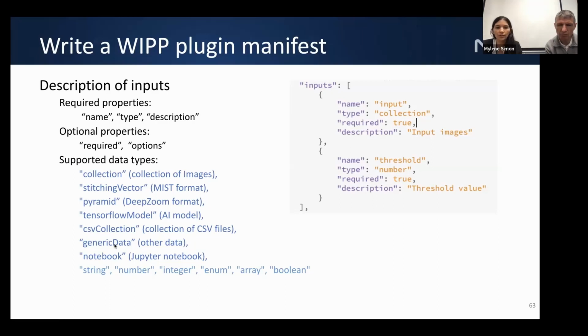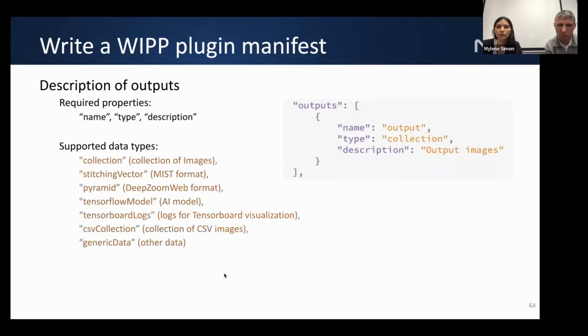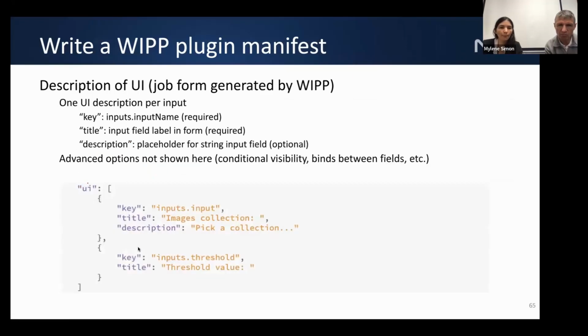CSV collection, generic data: when you have data that does not quite fit in any of the other categories, we can put it into generic data. Notebook: you can also have Jupyter Notebook as an input for a plugin, for example, and you can also display Jupyter Notebooks in WIPP. And then some more basic types like string, number, integer, enum, array, boolean. And output is really similar, except that we don't support the basic types as outputs. And finally, we have the UI, where we can specify additional information that we want to be displayed in the WIPP UI.